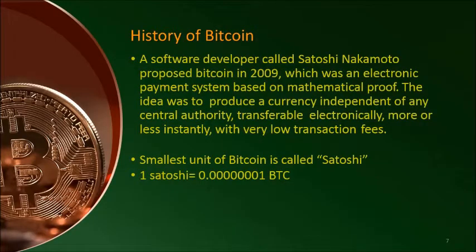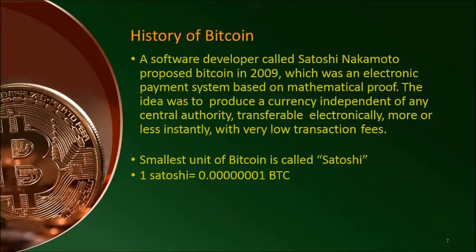So let's move towards the history of Bitcoin. A software developer called Satoshi Nakamoto proposed Bitcoin in 2009. He developed the digital currency, an electronic payment system based on mathematical proofs, based on certain algorithms. The idea was to produce a currency independent of any central authority, transferable electronically, more or less instantly, with very low transaction fees. The smallest unit of Bitcoin is called Satoshi.